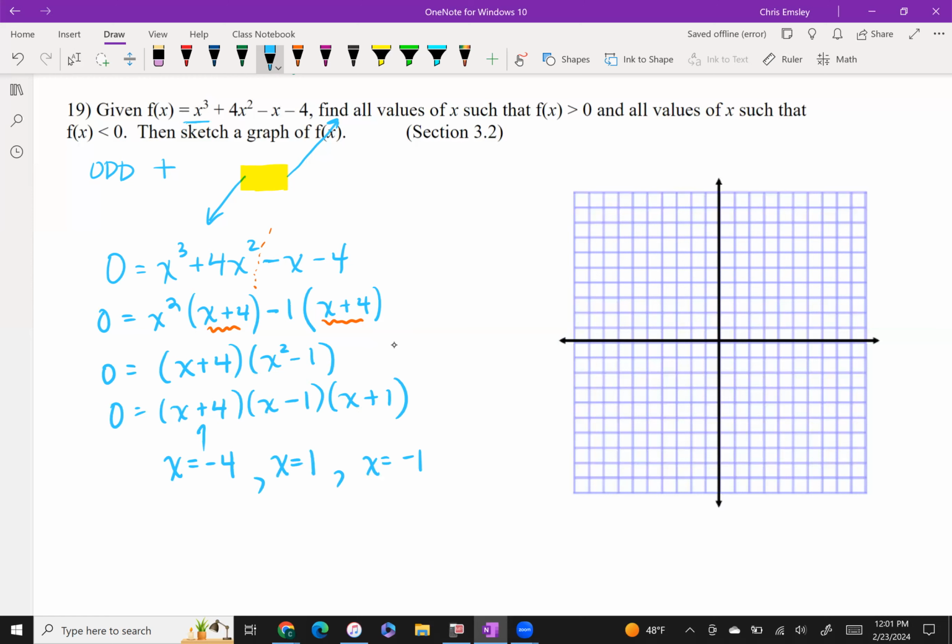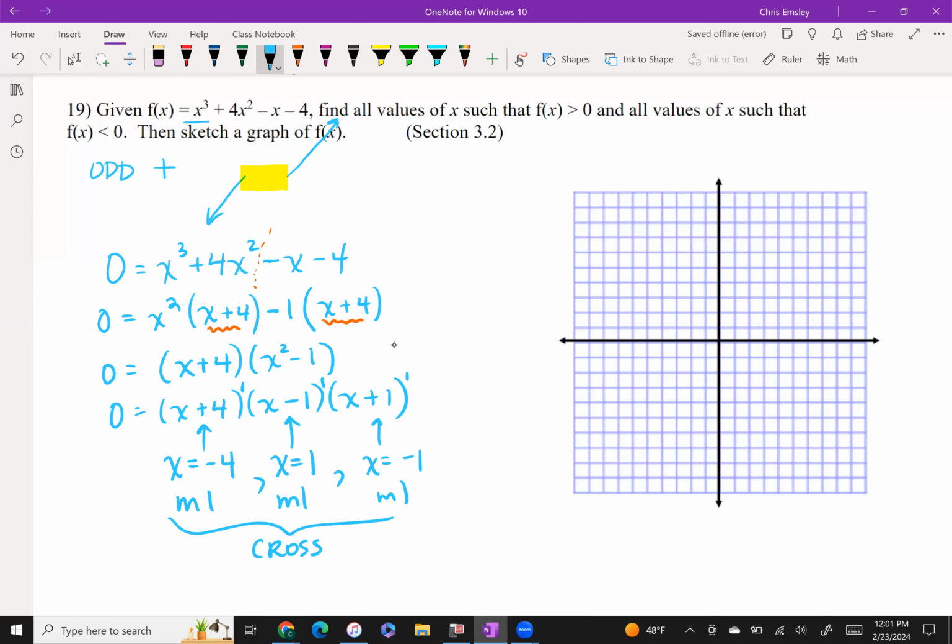Notice that each one of these came from a factor which does not have an exponent or is raised to the first power. So each one of these has a multiplicity of 1. That odd multiplicity tells me that at every point, each time we are going to be crossing, not just touching or bouncing off, but crossing that x-axis.